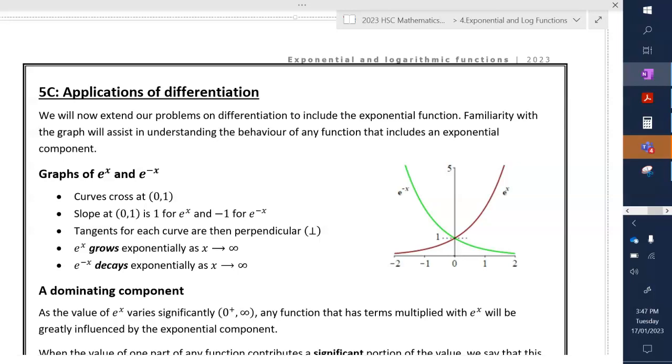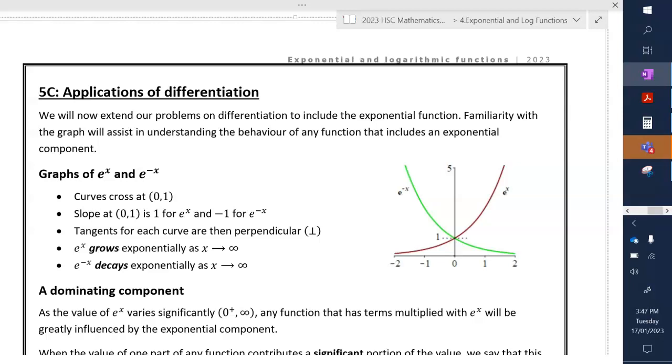So here you'll see over to the right, we've got the red graph, which is y equals e to the x, and we've got the green one, which is y equals e to the minus x. Those two are mirror images, so they're reflected through the y-axis, and that's what that negative sign does. Both e to the x and e to the minus x cross at (0, 1), and the slope at (0, 1) is 1. So if we were to differentiate e to the x, we'd get e to the x, and so the gradient there would be equal to 1.